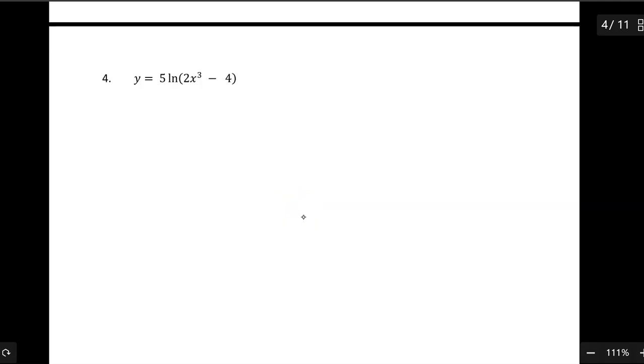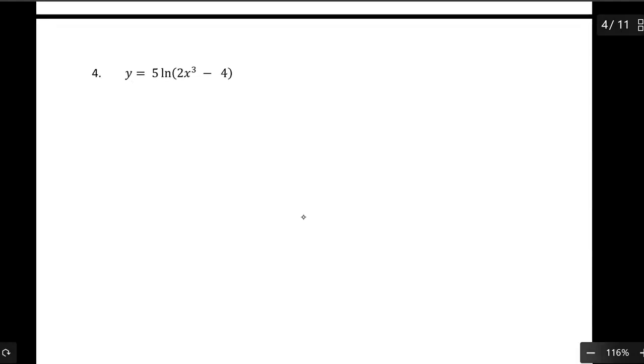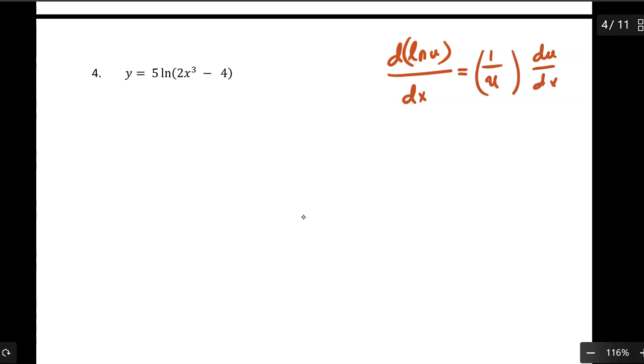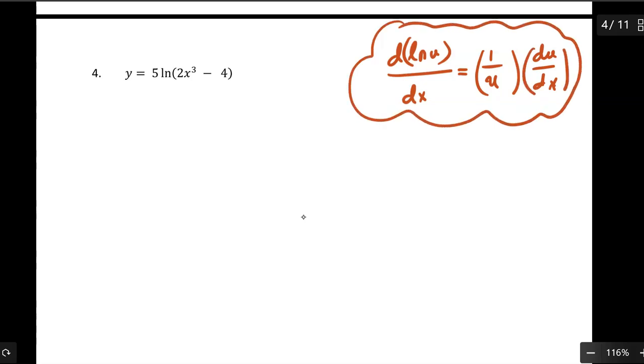When we find the derivative of natural logarithm, what is the formula for that? The formula should be: the derivative of ln of u as a function of x will be equal to 1 over u times du over dx. So this is the formula we write down to remind ourselves. In this case, u is equal to 2x to the exponent 3 minus 4, so du over dx would be just 6x squared minus 0.